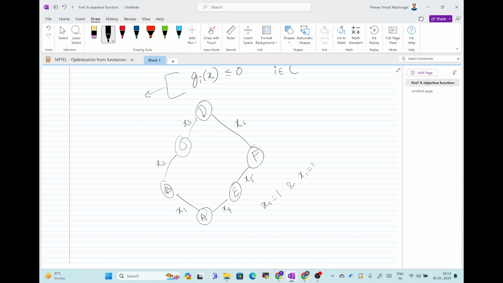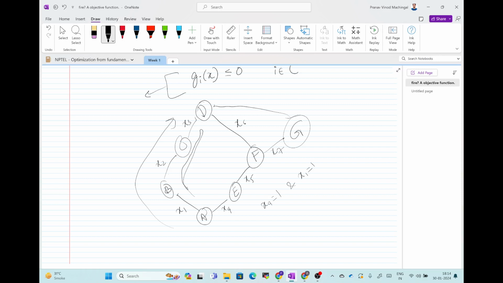And if x4 is 1, then none of these routes can be 1. Like you can't take this route. It's not allowed. If you have chosen this, then you have to go all the way. Here there can be some other option, some g and something else. So those are the kind of constraints I'm talking about.